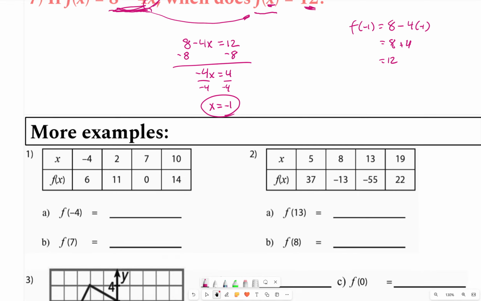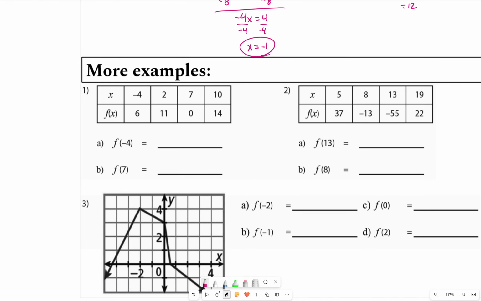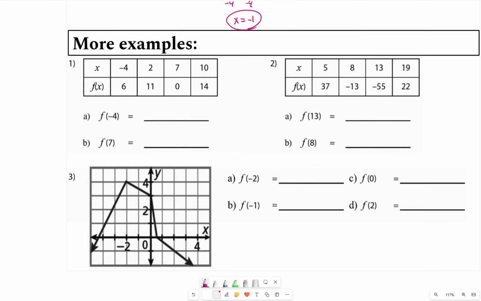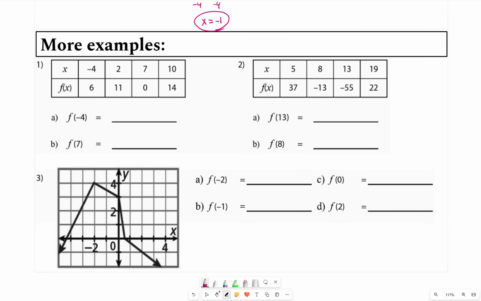All right, real quick, I'm going to go over the answers to these questions. You can pause the video, try it on your own, and then compare. So f of -4 is 6, f of 7 is 0, f of 13 is -55. I'm just going to the table, and then I look down at what the answer is. F of 8, go to 8, look down, it's -13.